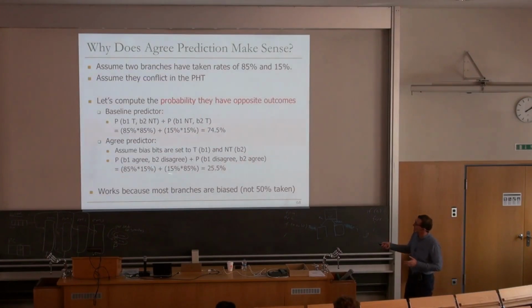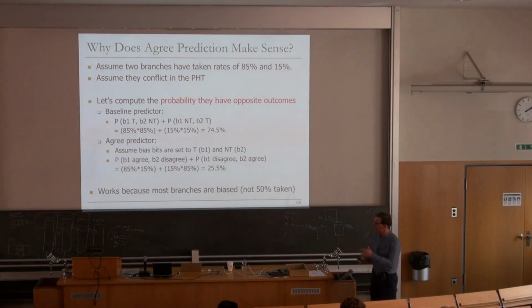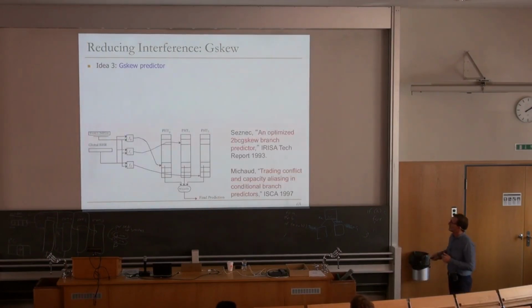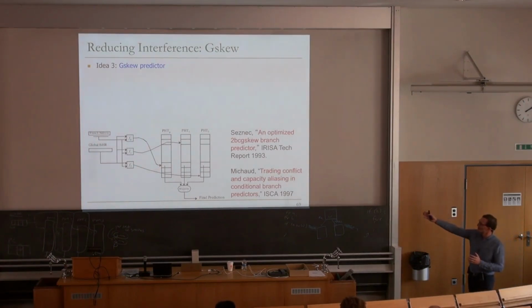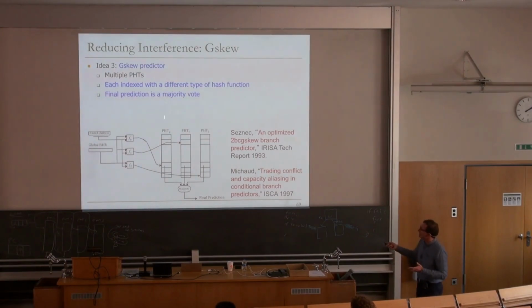Okay, how else? So this is directly trying to reduce the interference, right? G-share, remember, by XORing the bits of the global history register with the PC, is actually adding more context information. Here, we're not really adding more context information to the predictor. We're really trying to get rid of the interference. This is another idea. If you remember skewed associative caches, you're going to remember something like this. Basically, the idea is a G-skew predictor, and you probably remember this name also. The idea is to have multiple pattern history tables, and each one is indexed with a different type of hash function. And the final prediction is a majority vote over here.